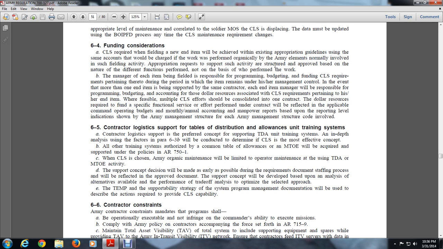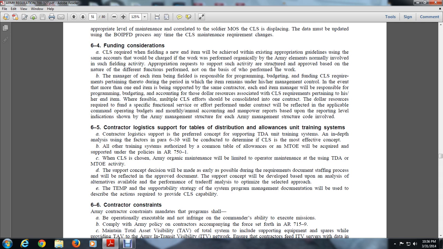Contractor logistics support is shown as Army organic, limited to operating and maintenance using the TDA and MTOE activities. The support concept decision will be made as early as possible during the requirements documentation staffing process.